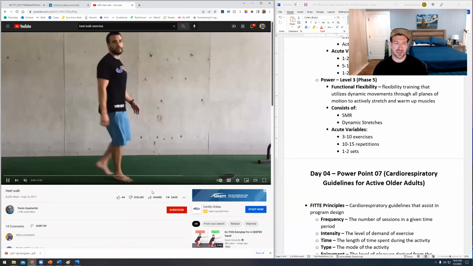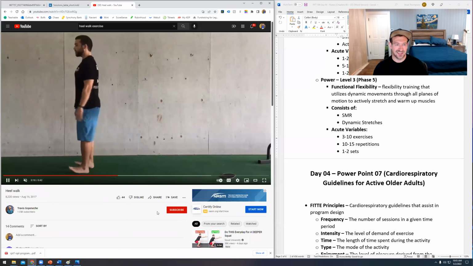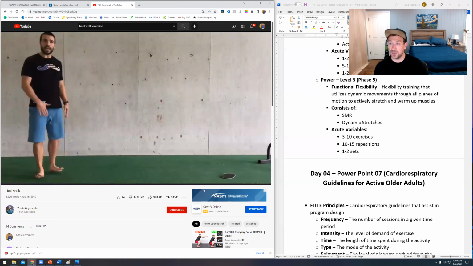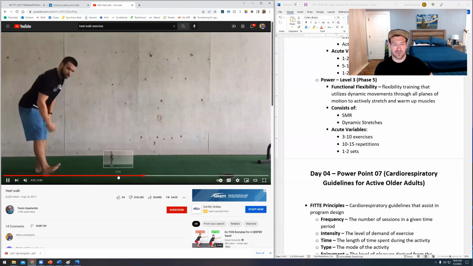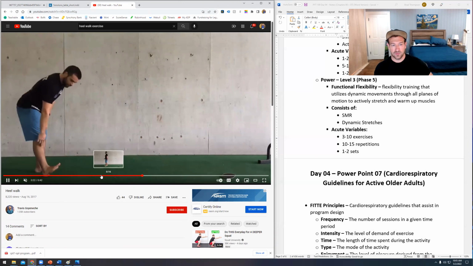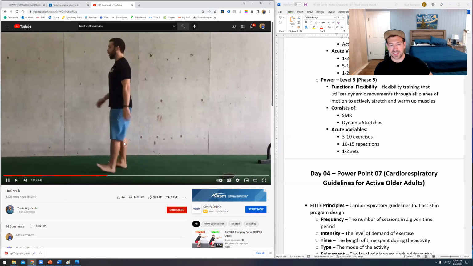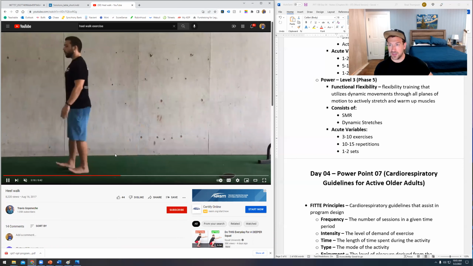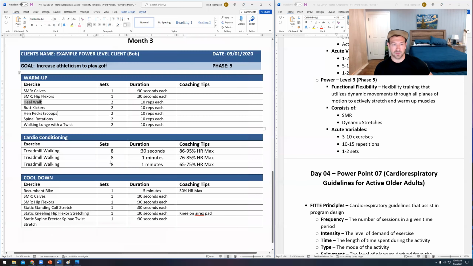Go away, NASM. There we go. I know it's kind of goofy looking. To me, a lot of people probably wouldn't call this a stretch, right? But he's stretching out his calf. He's in dorsiflexion. His feet are coming back towards him, right?